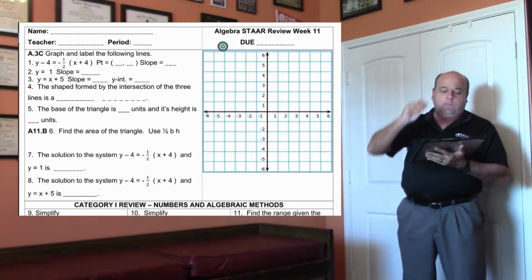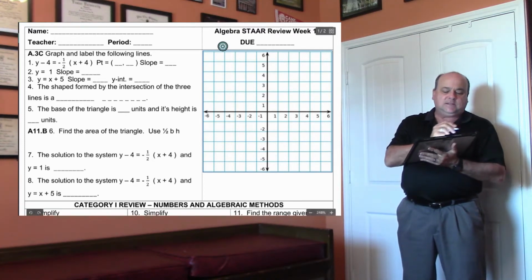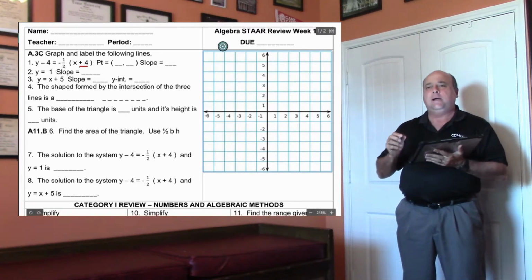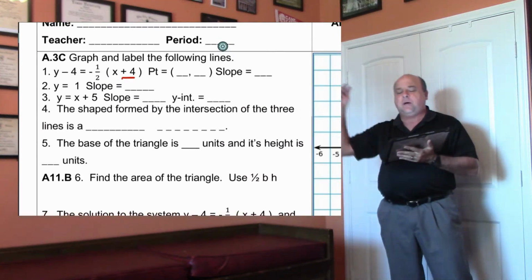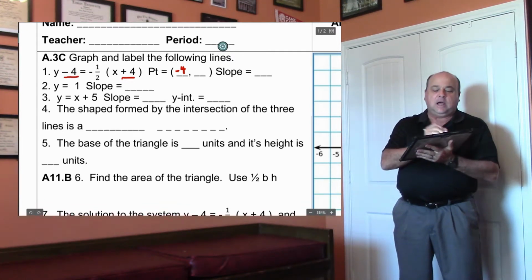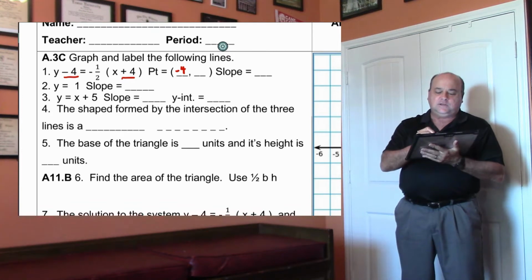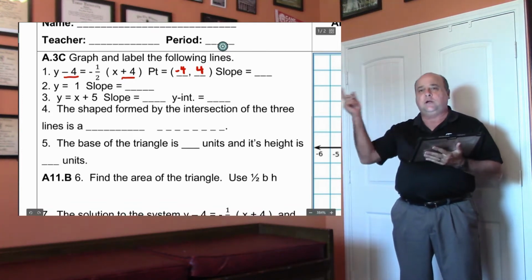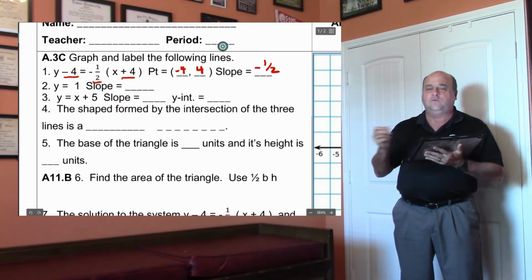On number one, we're going to pull out our point. Our x is going to be this positive 4. Let me zoom in some more. What is the opposite of a positive 4? It's a negative 4. Our y is going to be the opposite of this number. What is the opposite of a negative 4? It is a positive 4. So our point's going to be negative 4 comma 4. And this right here is our slope, negative 1 over 2.